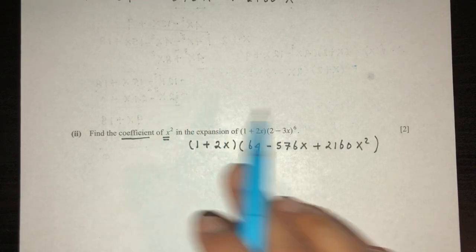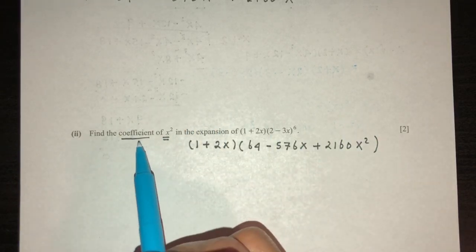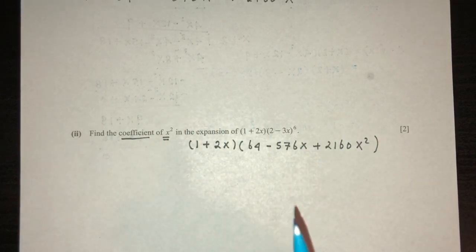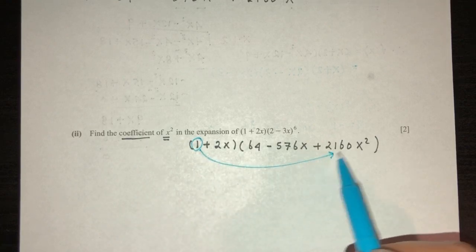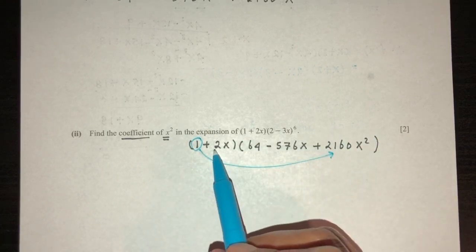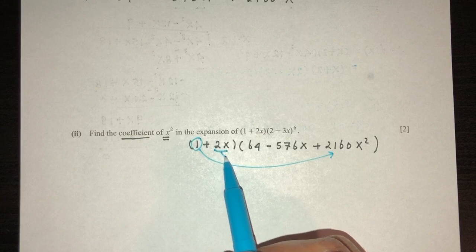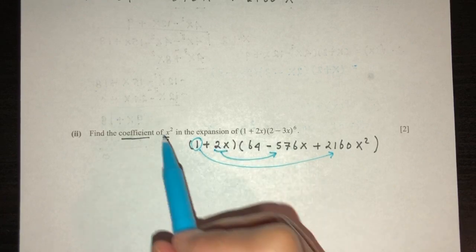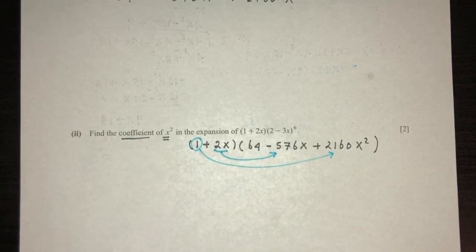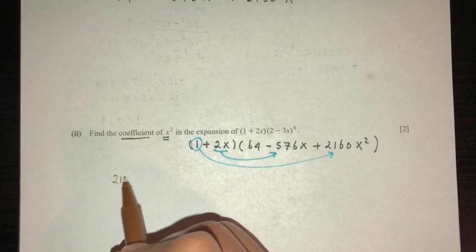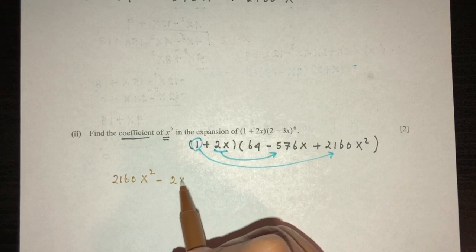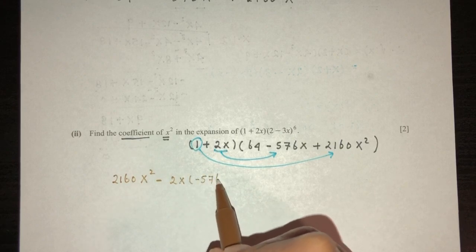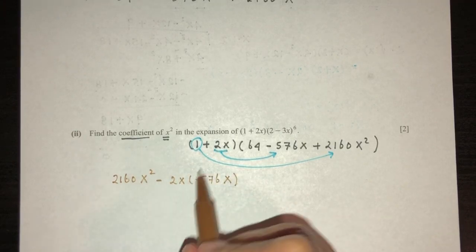So we have to expand those two. Now, we only need the one in x squared, so we don't need to expand everything, only the term that will form a term in x squared. So 1 will be only multiplying by this because that is the term in x squared. And here we have 2x, we have to multiply this by this because we need the term in x squared. That's why. Now simplify, you will have 2160x squared minus 2x times minus 576x. So this is plus 2x, sorry.